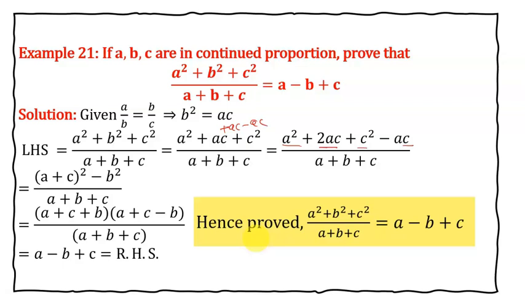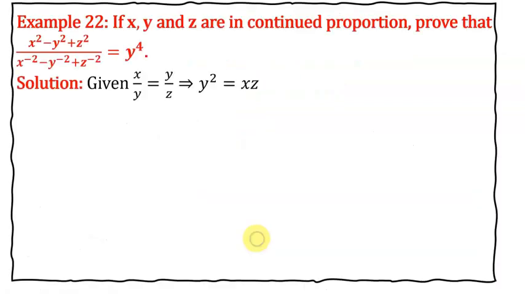Okay. Now next, example number 22. If x, y and z are in continued proportion, then prove that (x square minus y square plus z square) upon (x raised to minus 2 minus y raised to minus 2 plus z raised to minus 2) is equal to y raised to 4. Now as these are in continued proportion, therefore you will have x upon y is equal to y upon z.